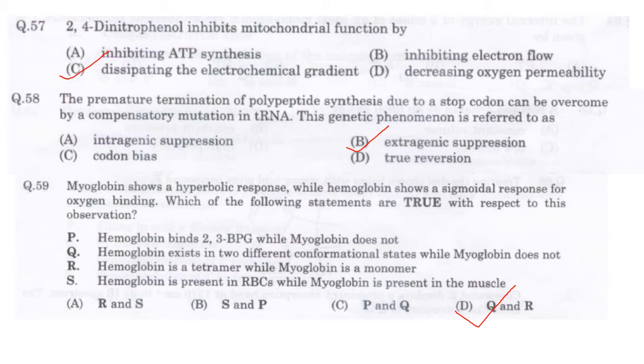Which of the following statements are true with respect to this observation? Hemoglobin binds 2,3-BPG while myoglobin does not. That is not the correct answer. Hemoglobin exists in 2 different conformational states, yes, while myoglobin does not. So Q is correct.